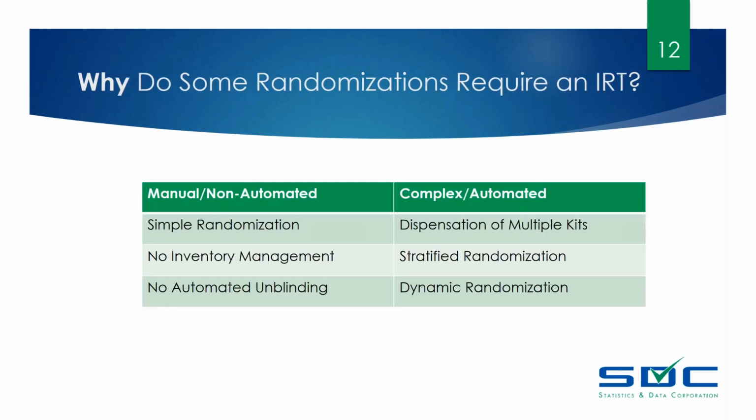Why do some randomizations require an IRT? First, I'll go into some simple manual non-automated scenarios. An example of a simple randomization that can be manual or non-automated occurs when a patient is randomized and receives a single treatment for the duration of the randomized clinical trial. Each site would have a list of randomization numbers that are assigned to patients in a sequential fashion.